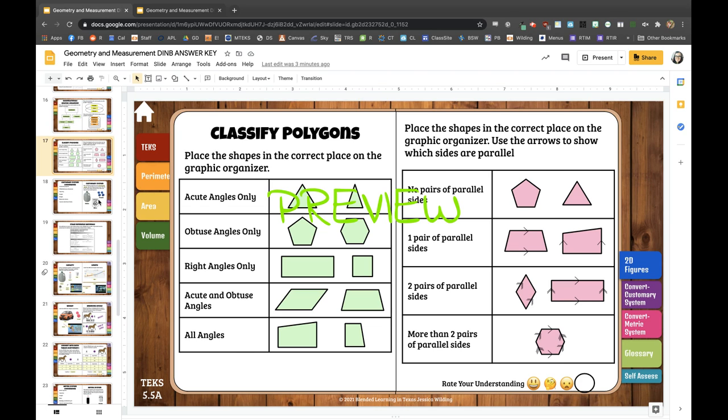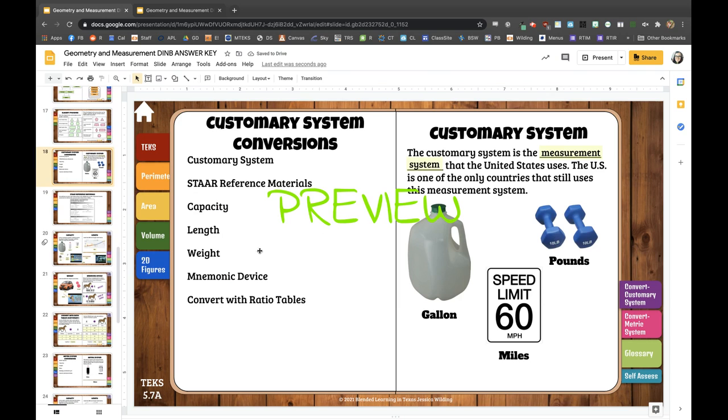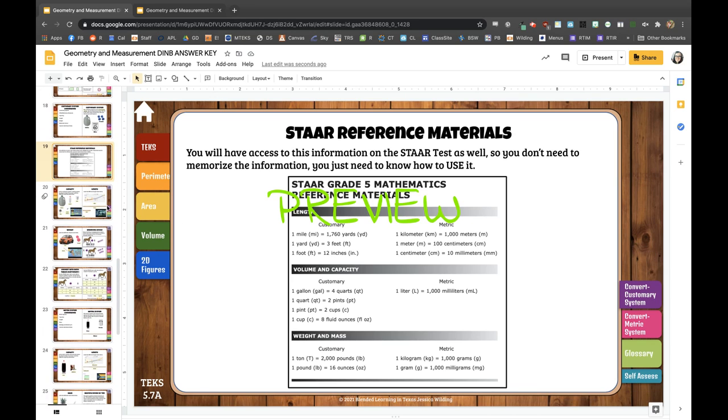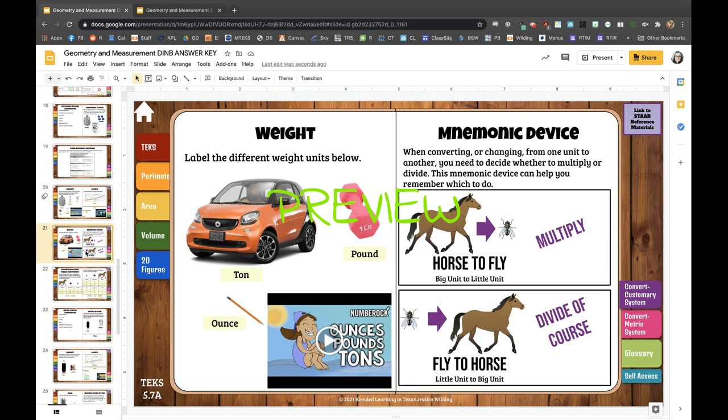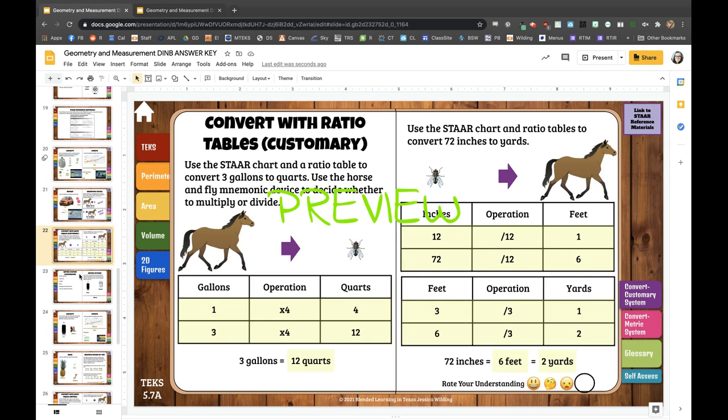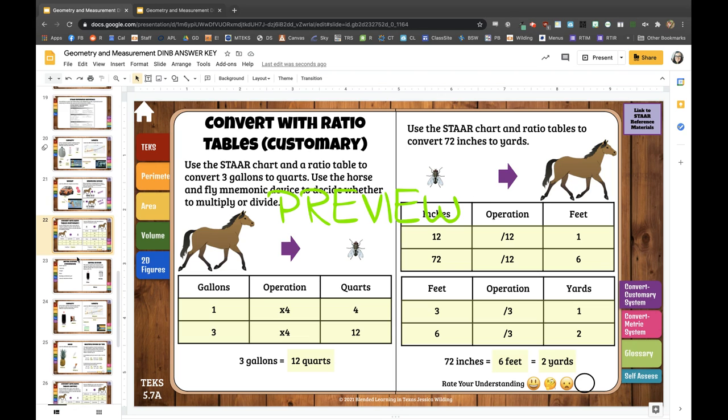The next section is on converting within the customary system. So there's a little bit about what the customary system is. There's a page with the reference materials that they get on the STAR test, a page on capacity, length, weight, a mnemonic device to remember whether to multiply or divide, and then to practice converting problems within the customary system.